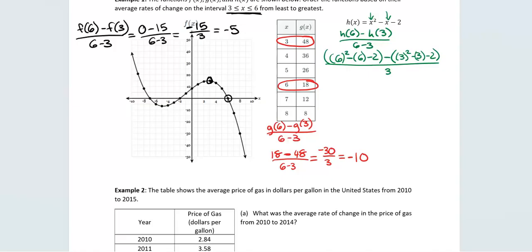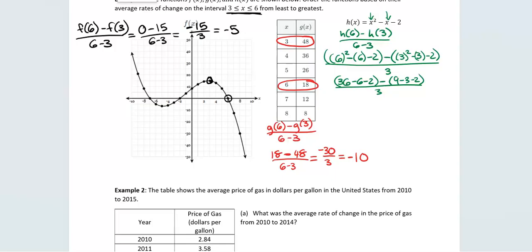Now we have to do some arithmetic, none of which you need a calculator for. You don't need a calculator. 6 squared is 36, minus 6 minus 2. 3 squared is 9, minus 3 minus 2.